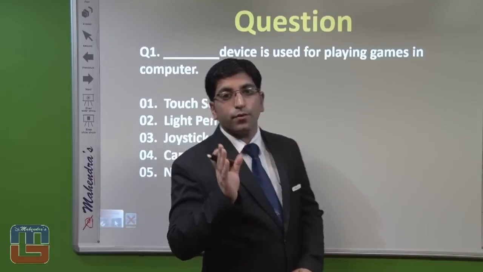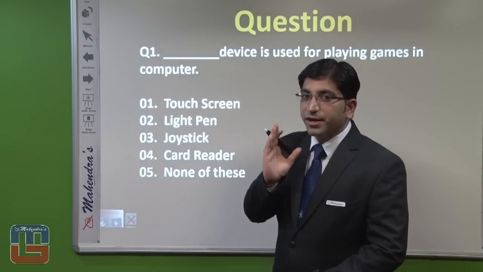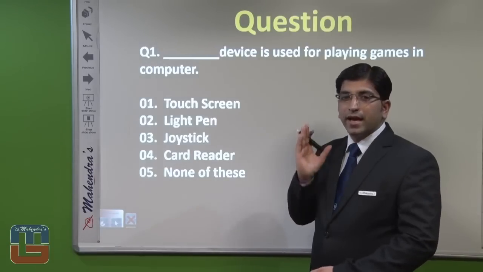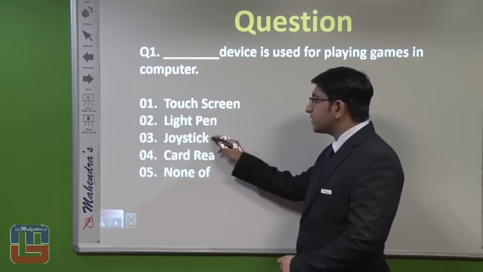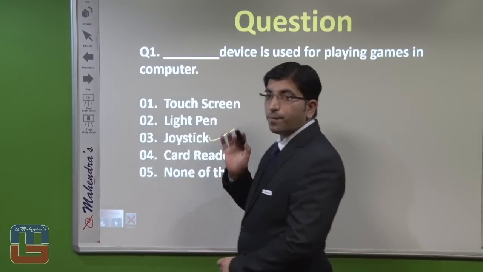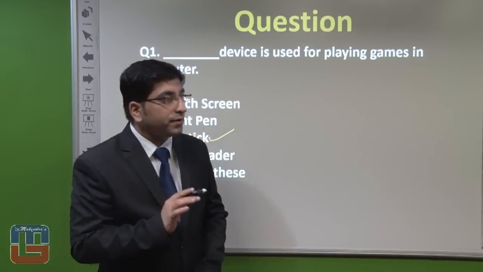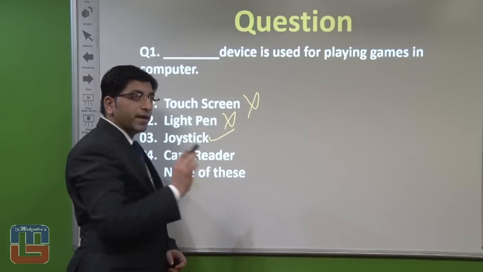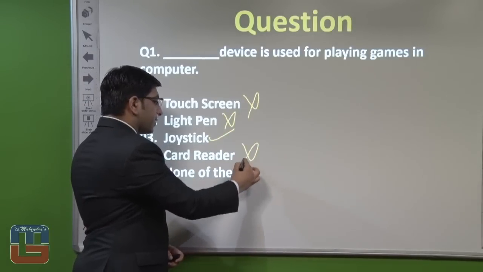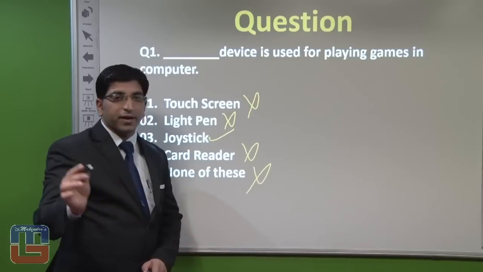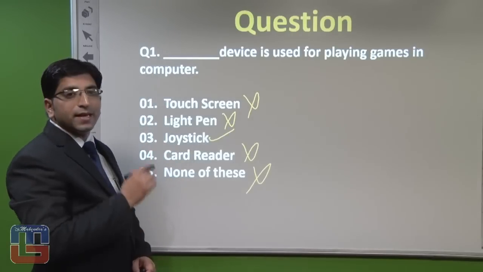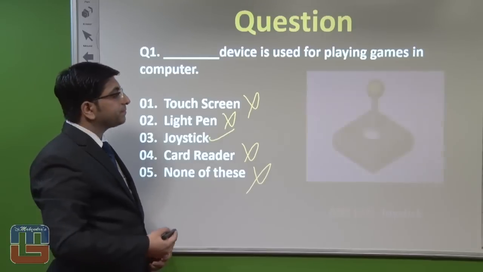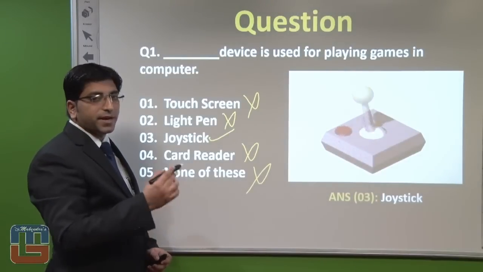So what is the right answer? The input device that is used for playing games. Any guesses? Yes, the joystick is the device which is used for playing games in computer. So touch screen is the wrong answer. Light pen, cancel it out. Card reader, cancel it out. None of these is not the right answer. So the right answer is joystick. Let's have a look at the answer first. Yes, that is a joystick.